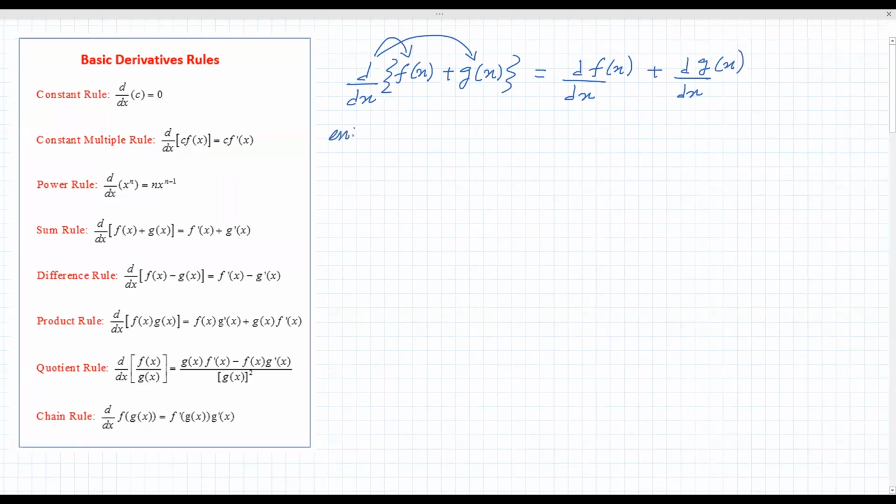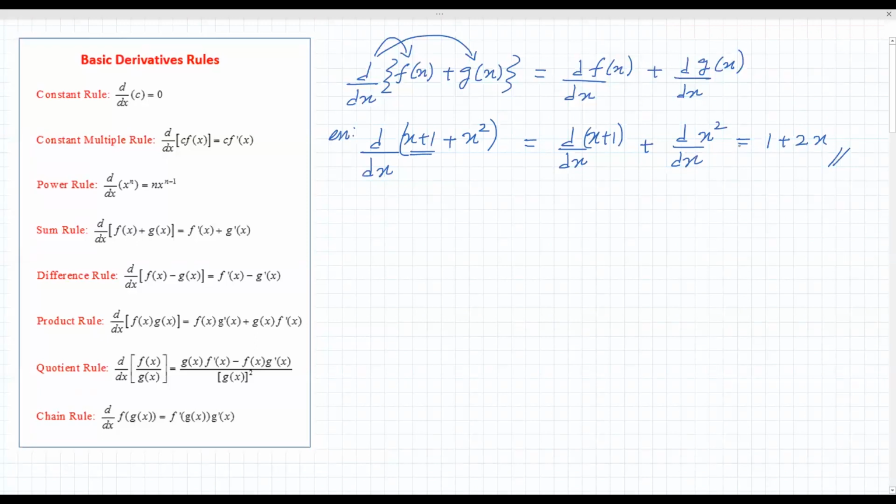Now, as an example, d/dx of, your f(x) function is x plus 1, plus g(x) is x squared. So if you have a situation like that, this is your f(x) function. We will consider this f(x) function separately and the g(x) function separately. Once you get the derivative of these two functions, you will get 1 plus 2x. This part I will teach you in my next lesson.